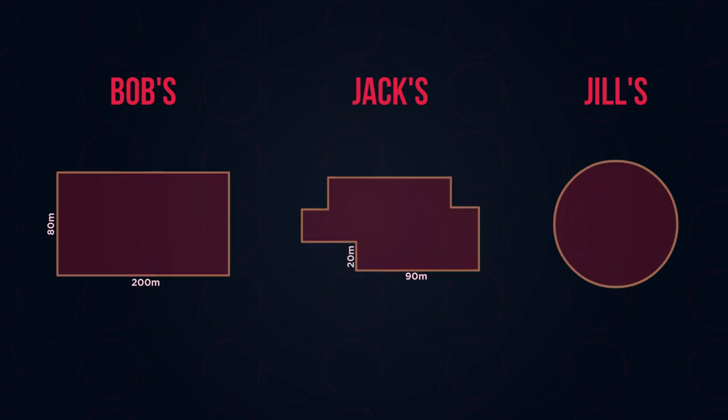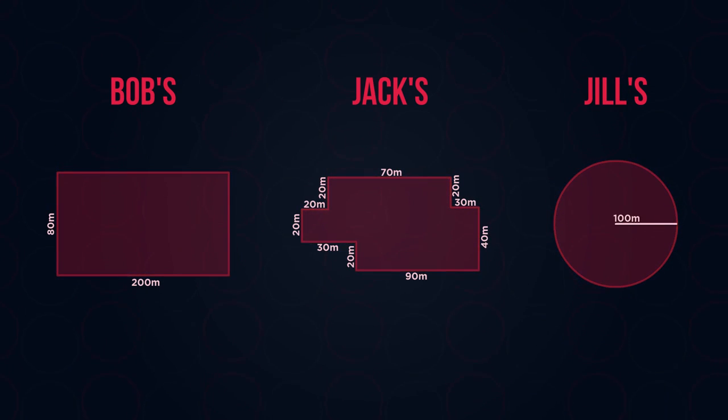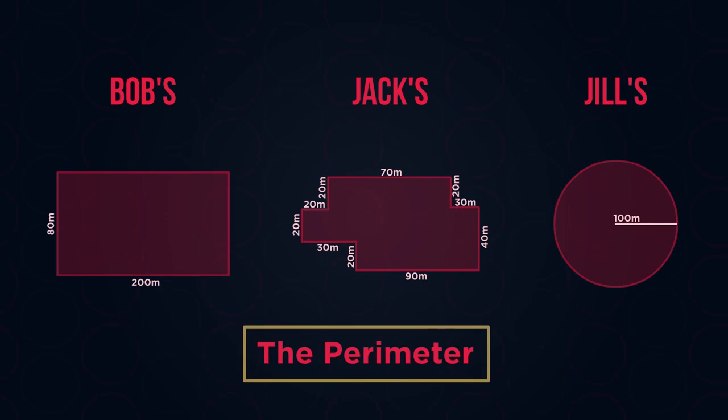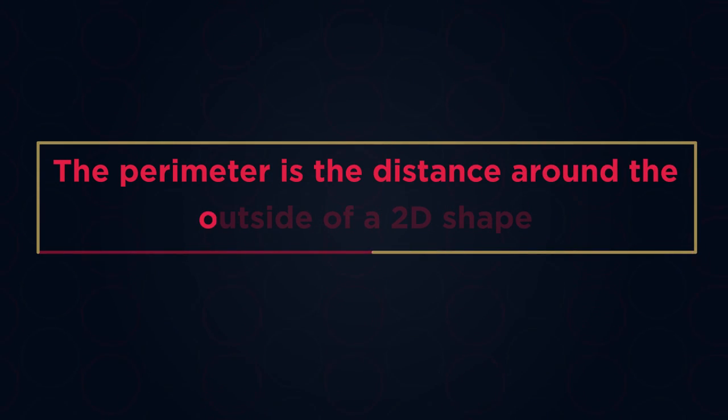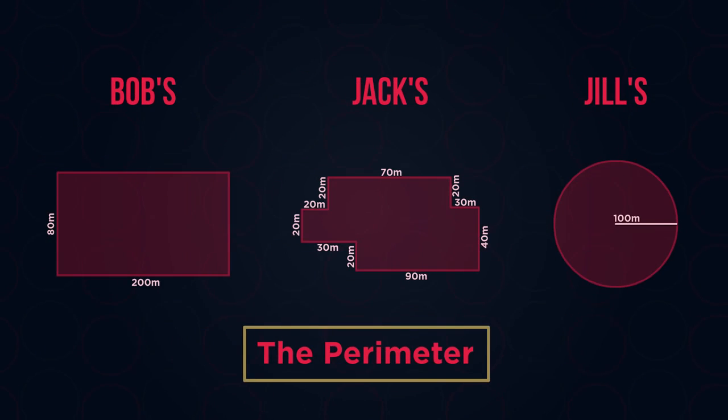In order to determine the length of fencing that they need, we're going to use a concept called the perimeter. The perimeter is the distance around the outside of a 2D shape. So what's the perimeter of each farmer's field? We need to work out the distance around the outside of each field.